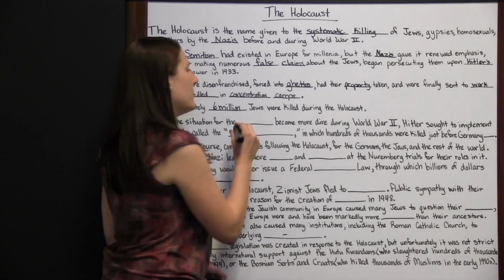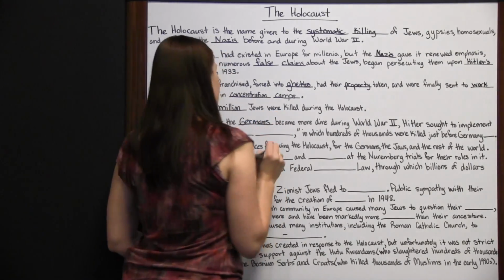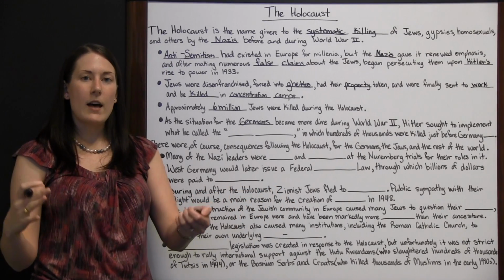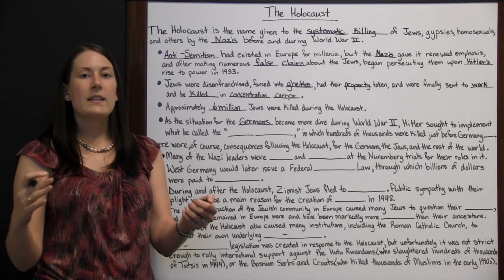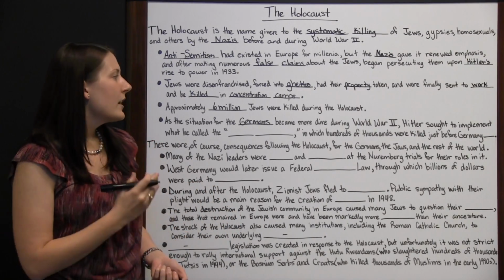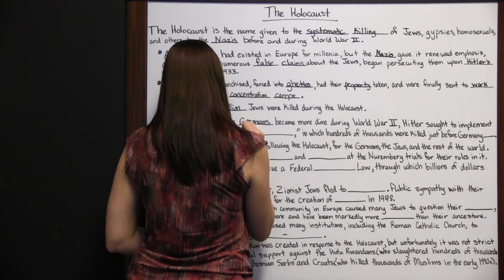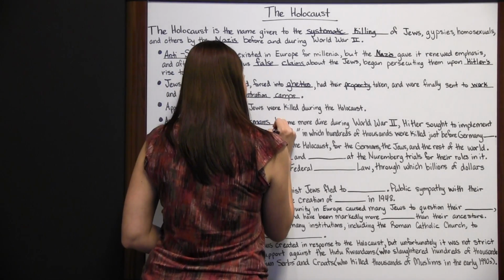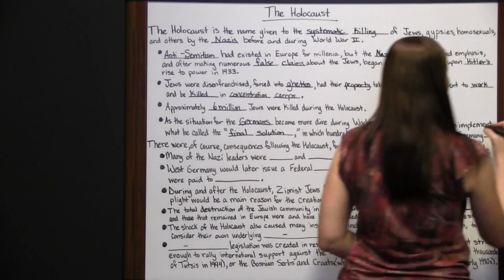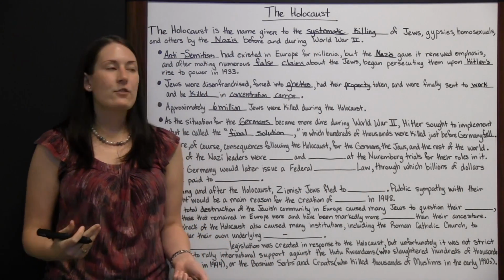As the situation for the Germans became more dire during World War II, whenever the Germans saw that they were losing ground, when they had all this territory, but they were losing it, and the opposing forces were making them retreat further and further, and they saw that it was likely that they were going to lose the war, Hitler sought to implement what he called the final solution, in which hundreds of thousands were killed just before Germany fell. So that would be just before Nazi Germany fell to the Allied troops.